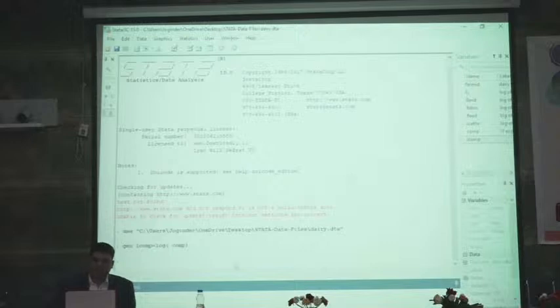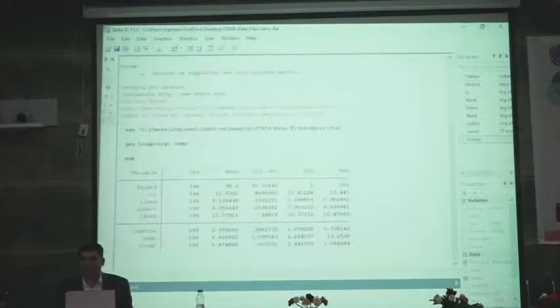Okay. Another thing. How to get the summary of all the variables? There is a command. There is a command sum. Okay. And then click OK. You can click enter also. You will get a summary of all the variables. Okay.